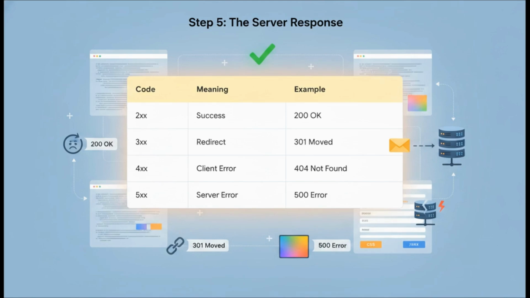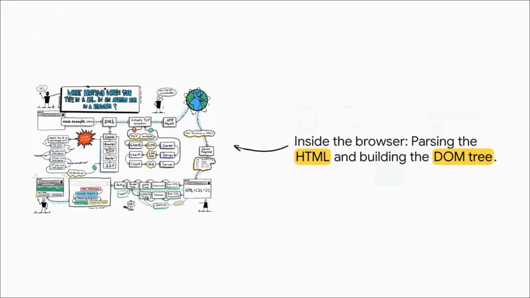Right after that status code comes the actual payload, the raw HTML, CSS, and JavaScript files that make up the website. And that brings us to the final step, step 6, rendering the page. The browser's rendering engine takes all that raw code and goes to work. It parses the HTML to build a structure, applies the CSS for the styling, and executes the JavaScript for interactivity. It literally calculates the exact coordinates of every single element and paints the page onto your screen, pixel by pixel.